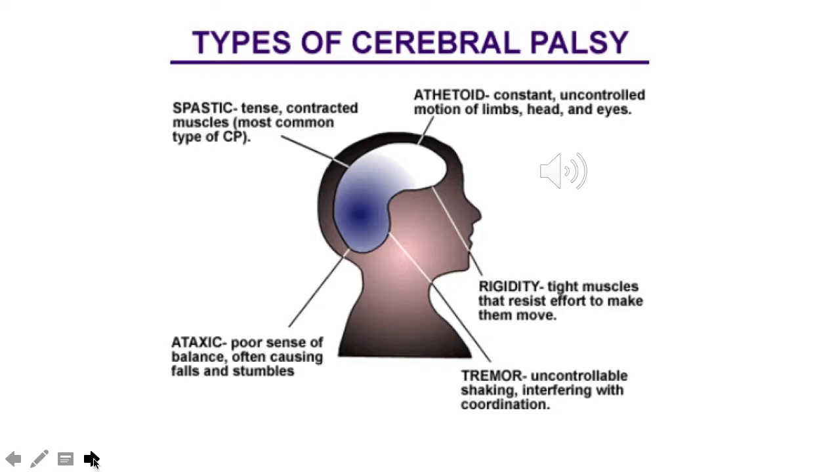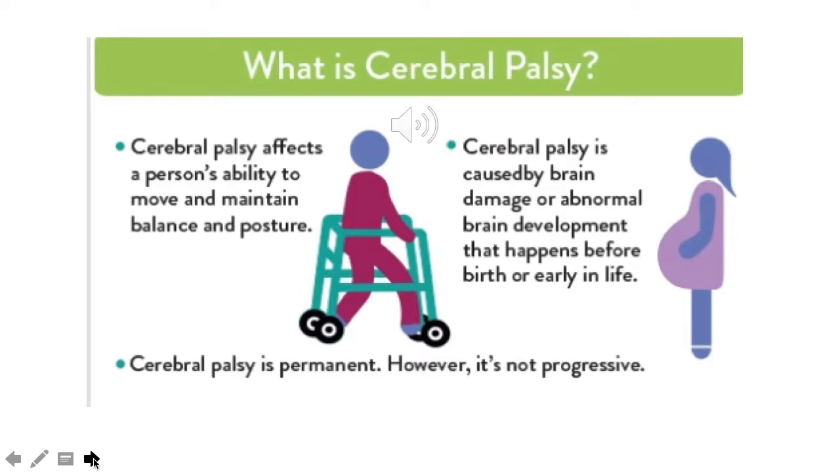Some characteristics of students with cerebral palsy include difficulty with fine motor tasks. That could be maintaining balance, chewing, and swallowing. Also, involuntary movements, abnormal reflexes, weak or tight muscles, poor coordination, and speech difficulties.